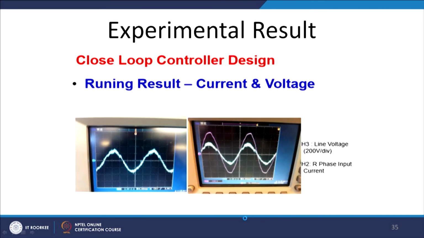And these are some simulation and experimental results. This is a current waveform and this is the voltage and current waveform, and you can see that they are in phase.